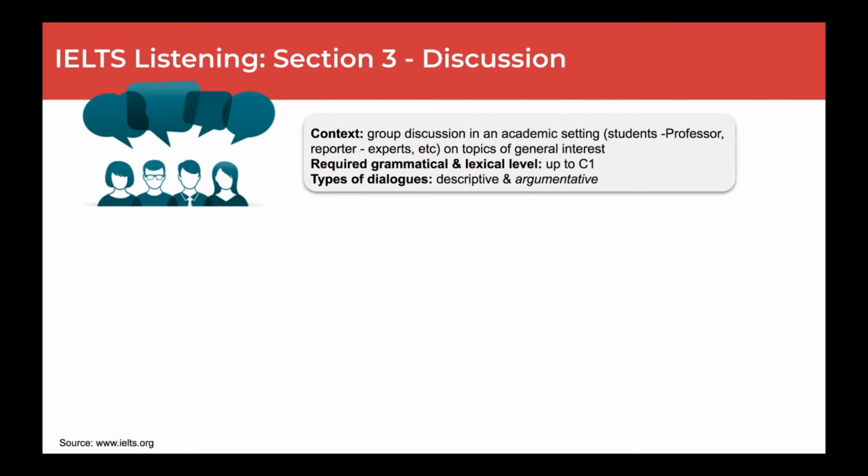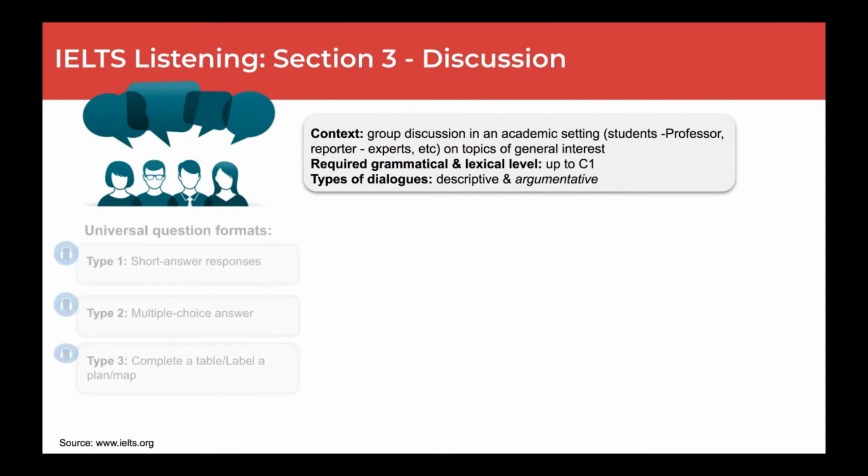In addition to the descriptive types of dialogues and monologues that we have seen in section 1 and 2, here we also see the argumentative dialogues where people present their opinion and defend their opinion. So in section 3, this is another skill that you have to use extensively.